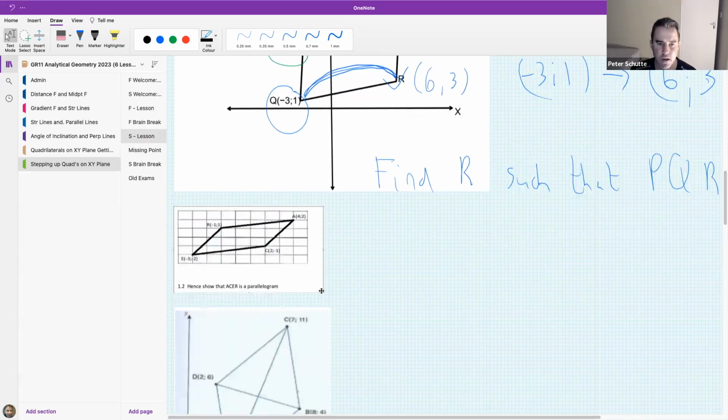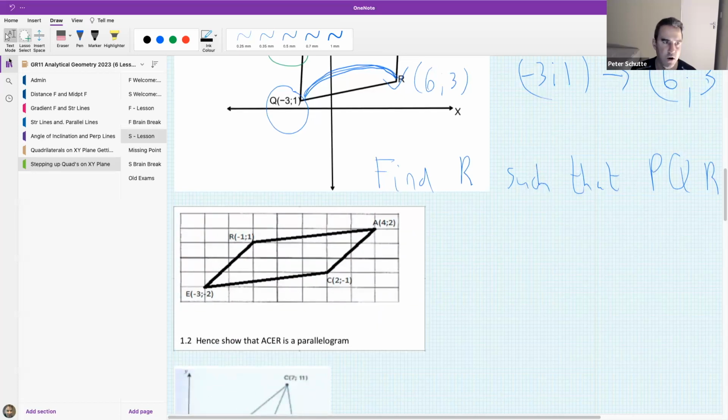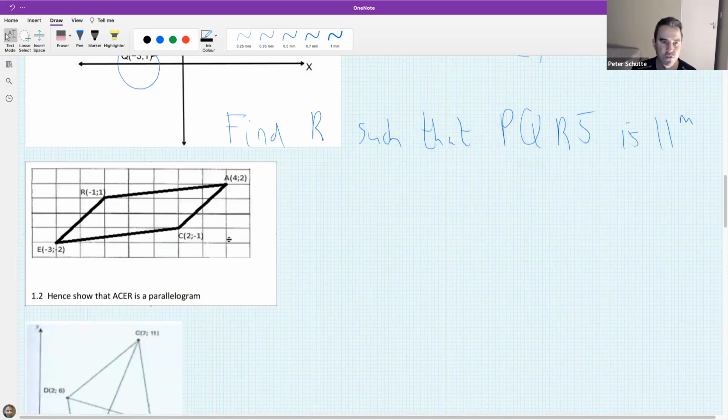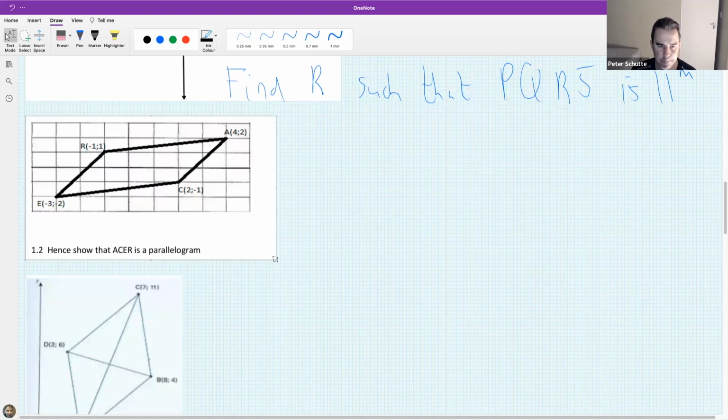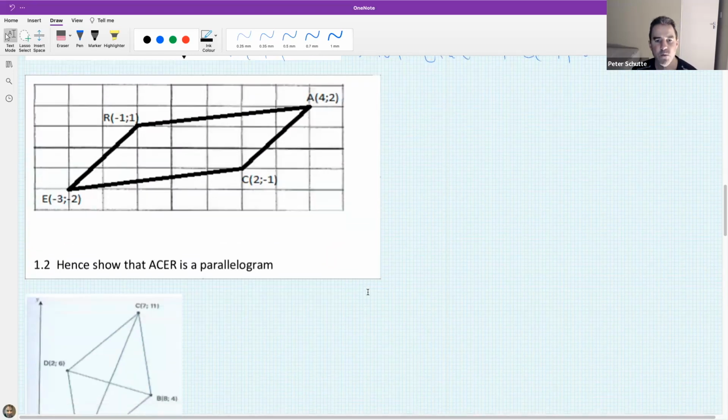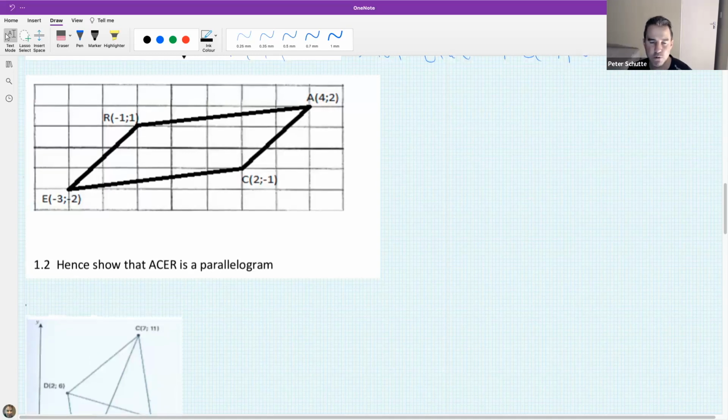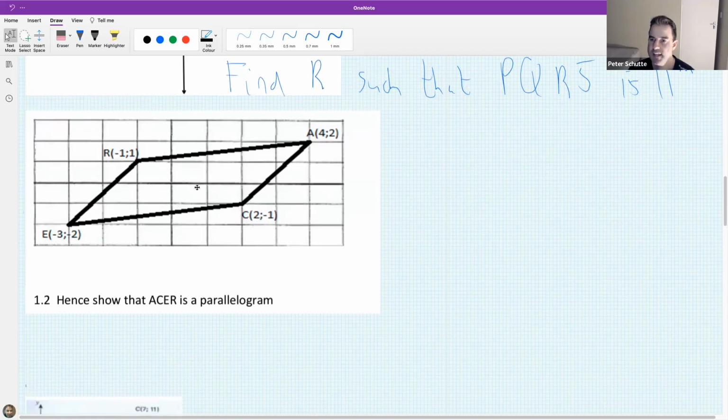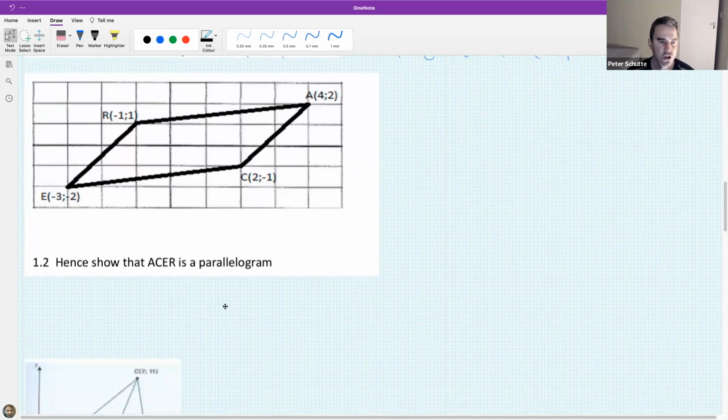Okay. I want to talk now about how do we prove something is a parallelogram. So there are 3 ways to prove something is a parallelogram. The one way of proving it is to use the distance formula.